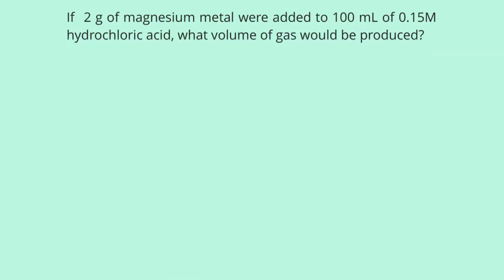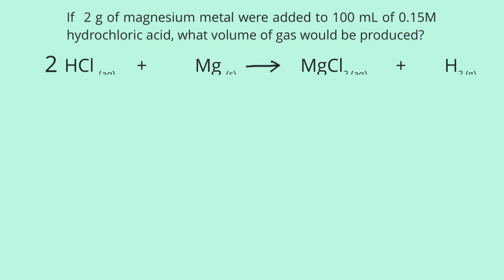Okay, let's say we put some magnesium metal into hydrochloric acid and we want to know the volume of gas that's being produced. First thing we're going to be doing is writing out our equation, making sure it's balanced and has the states of matter, and of course we know that the gas being produced is hydrogen because it's an acid plus metal reaction. So we now have to say which one of these reactants is going to be the limiting reagent. Which one is going to limit the amount of gas that's being produced?